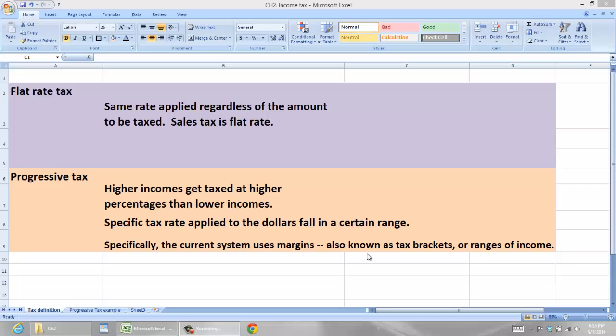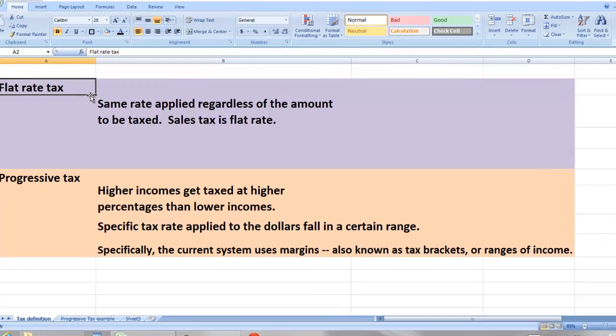Hello everyone, so in this video I will explain to you how tax is calculated under different systems. We work on two here, flat rate and progressive rate. Flat rate, like the name implies, suggests that the same rate is applied regardless of the amount to be taxed, and our sales tax is flat rate.